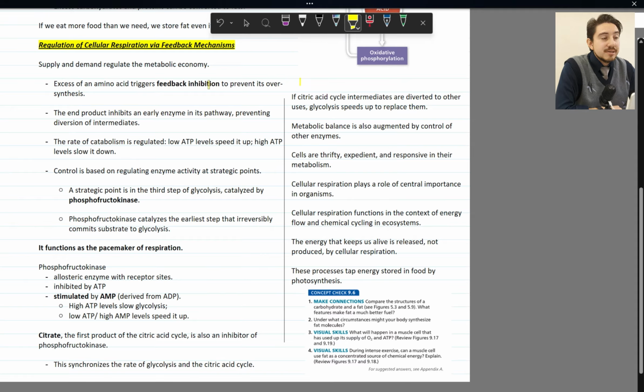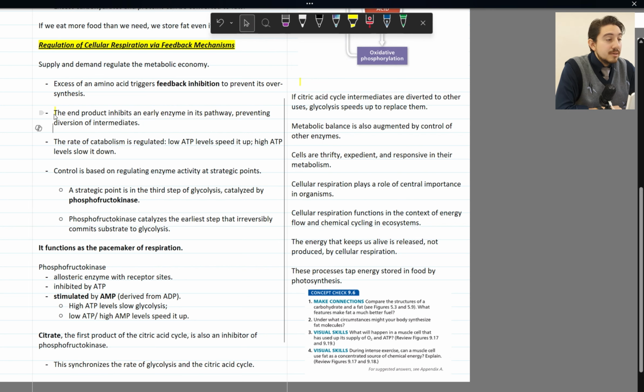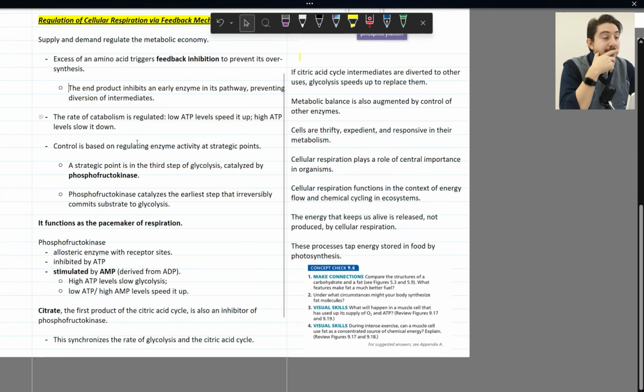Excess of an amino acid can trigger feedback inhibition to prevent overproduction, a surplus. We know this as negative feedback mechanisms. So what happens here is that the end product being produced in this whole process will inhibit an early enzyme in its particular pathway, preventing diversion of intermediates. The rate of catabolism is regulated.